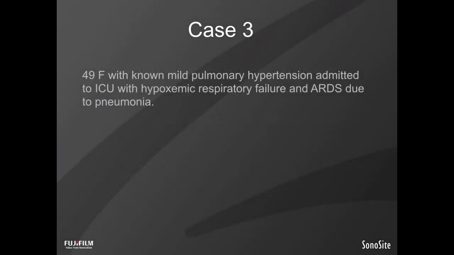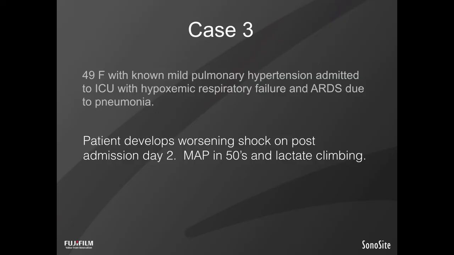Case 3 is a little more complicated. A 49-year-old female, known pulmonary hypertension, is admitted to your ICU with respiratory failure of hypoxemic origin, and has some ARDS felt to be due to some pneumonia. Complicated. On day 2, the patient starts to crump. And the subacute deteriorations are always very concerning in my experience in these types of patients.